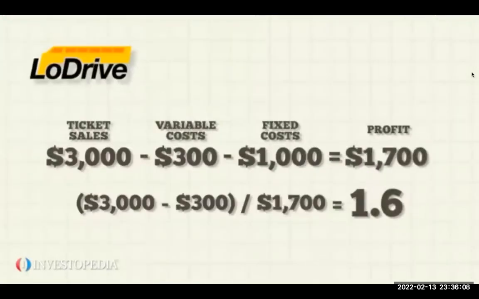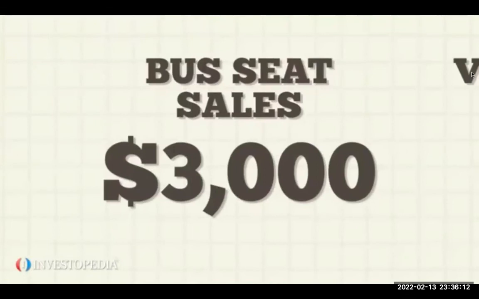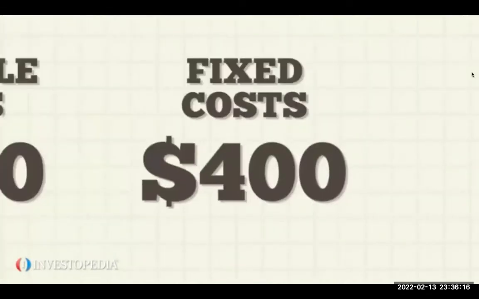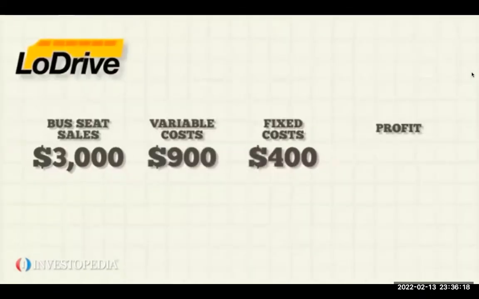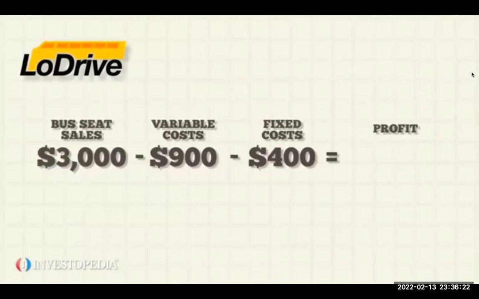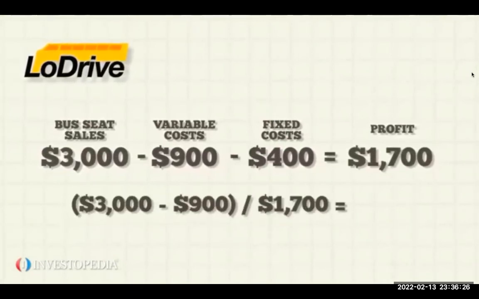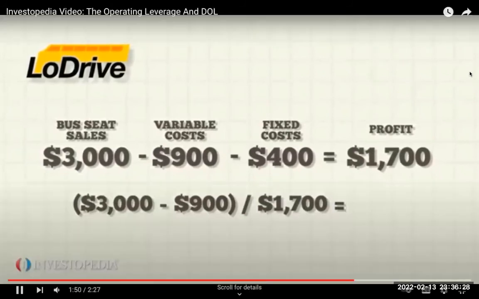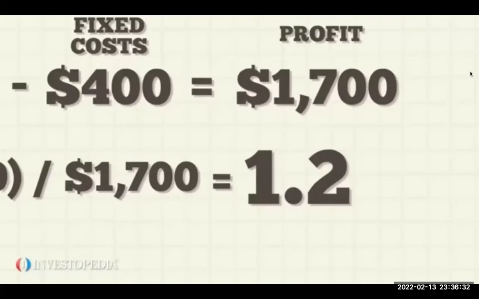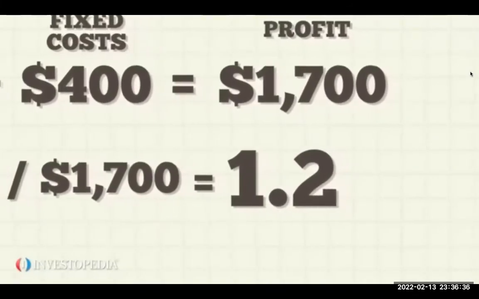Highfly's competitor LowDrive also earns bus seat sales of $3,000. Its variable and fixed costs are $900 and $400 respectively, for a profit of $3,000 minus $900 minus $400 equals $1,700. LowDrive's DOL is $3,000 minus $900 divided by $1,700 equals 1.2. Highfly's operating leverage is higher than LowDrive's given their DOL.